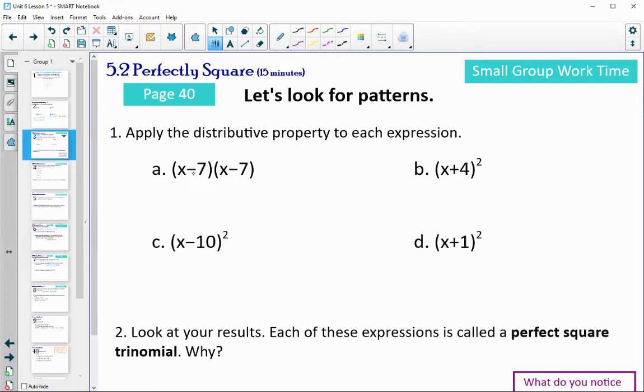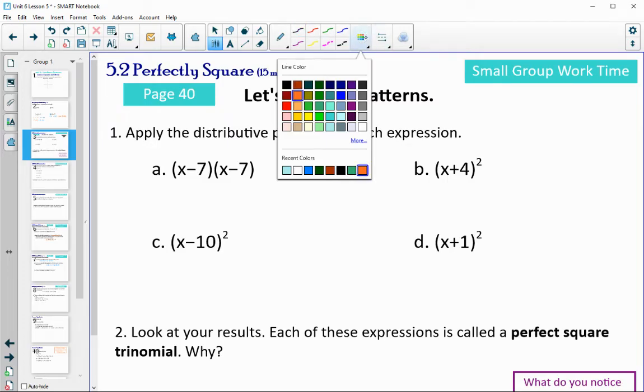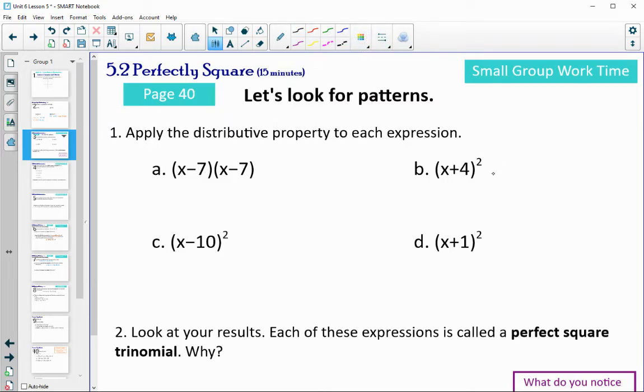So we want to be distributing the x and the negative 7 in here. And then I'll help you just kind of take a look at this one. What does squared mean? So remember that squared means something times itself. So what would this look like if we wrote it out? We would be taking x plus 4 times itself. Then it looks more like what we just talked about. So go ahead, try these 4 expressions, and then come back to the video.